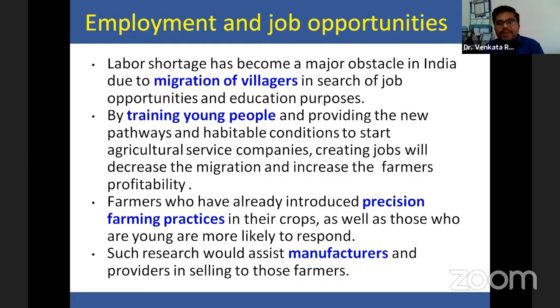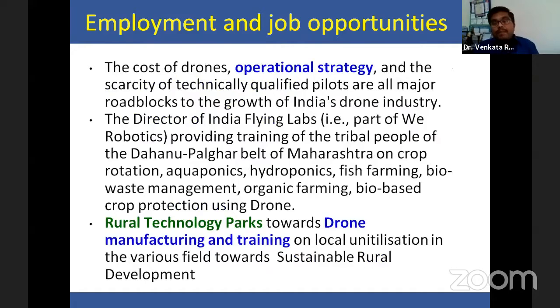And the migration of the people, because people are migrating. This is a big issue from the job point of view also. Training youth is very essential. And precision farming practices and manufacturing concerns also we need to check, and operational strategies we need to put in place, because this is one example I gave here. Anyway, the presentation is there, kindly go through it.